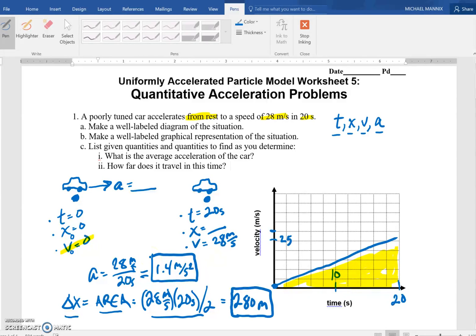And this is a good solution, a good level of detail. For number 1, please do similar level of detail work in the remaining problems.